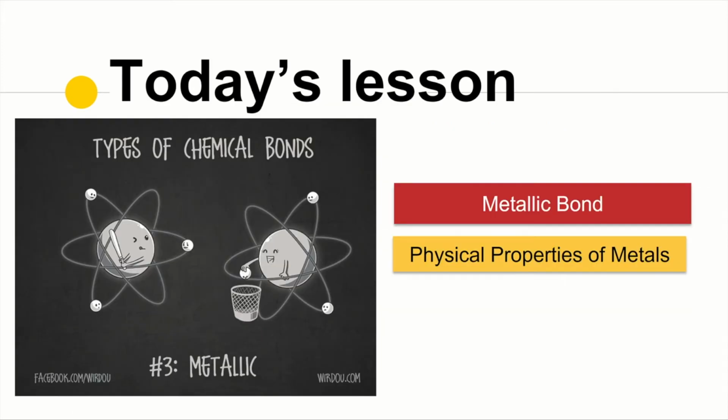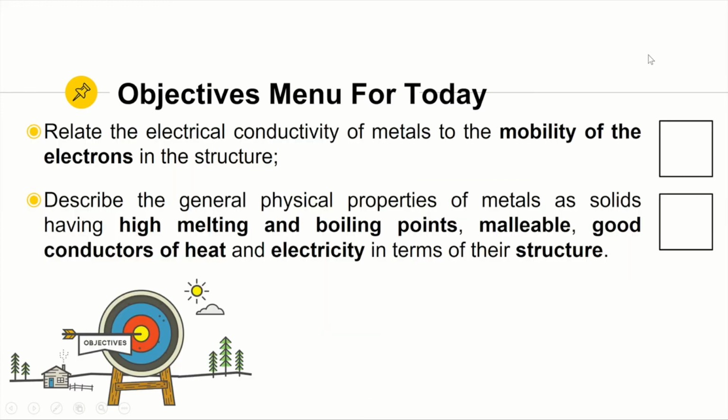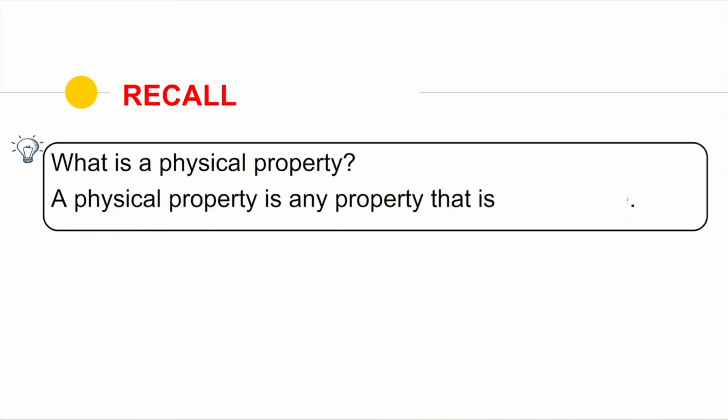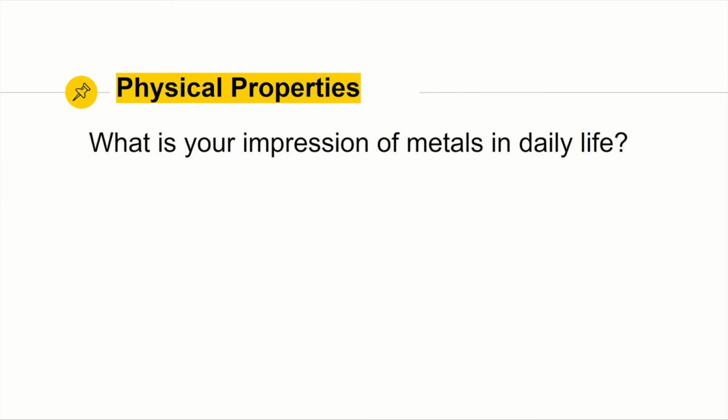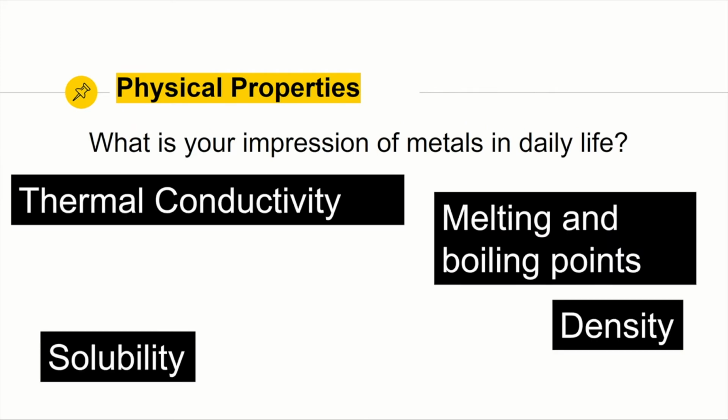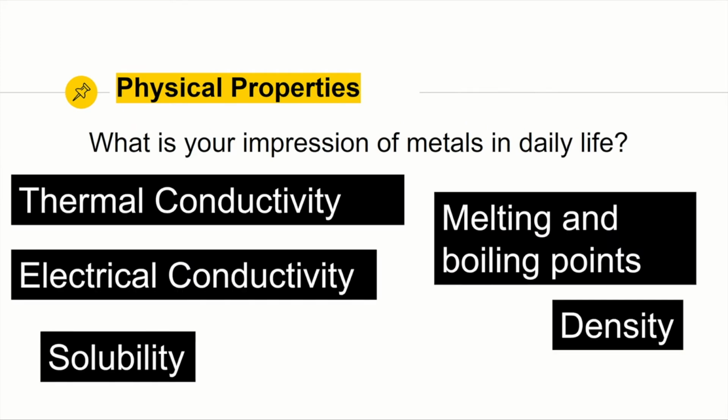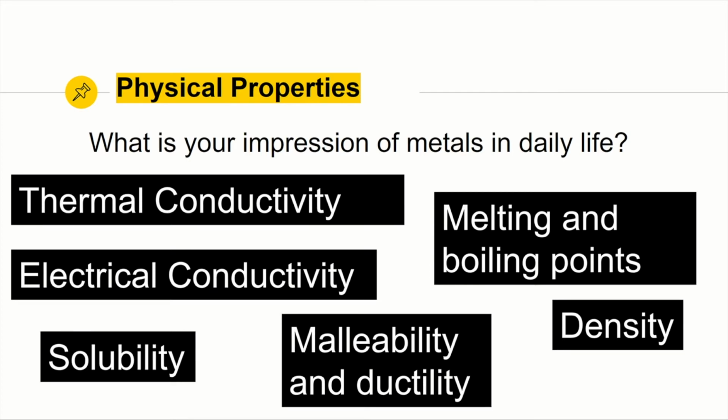Okay, the last part of this lesson will be understanding how these physical properties come about. So for metals, okay, we ask ourselves, what do we know about metals? What properties do they have? Physical properties are something that we can measure. So things like melting point, boiling point, density, all these are physical properties. So I have a few properties here. Then my question is, what is your impression of metals?